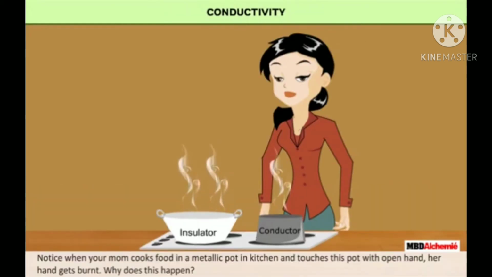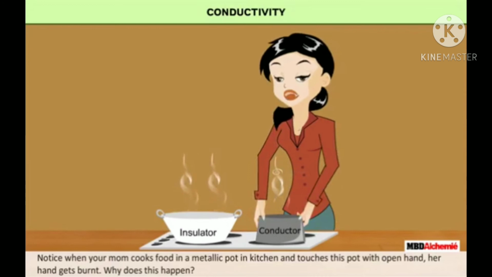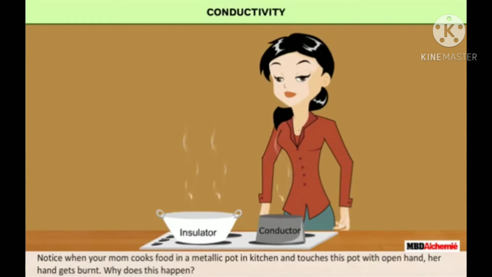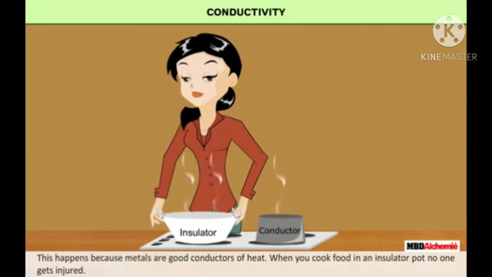Notice, when your mom cooks food in a metallic pot in the kitchen, when she touches this pot with open hand, her hand gets burnt. Why does this happen? Metals are good conductors of heat. When you cook food in an insulator pot, no one is injured.